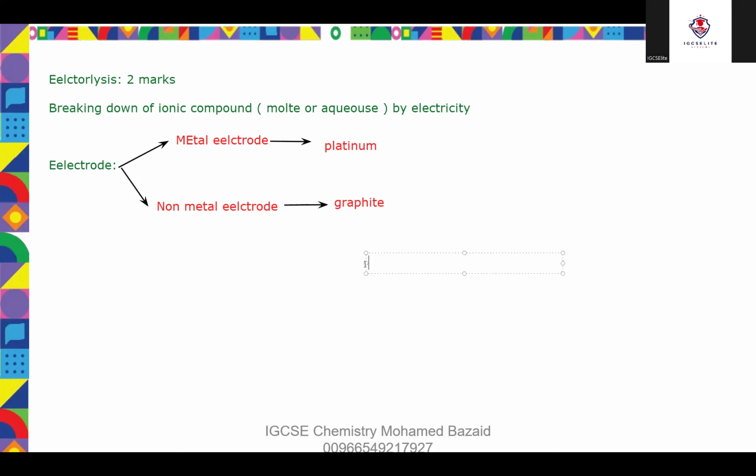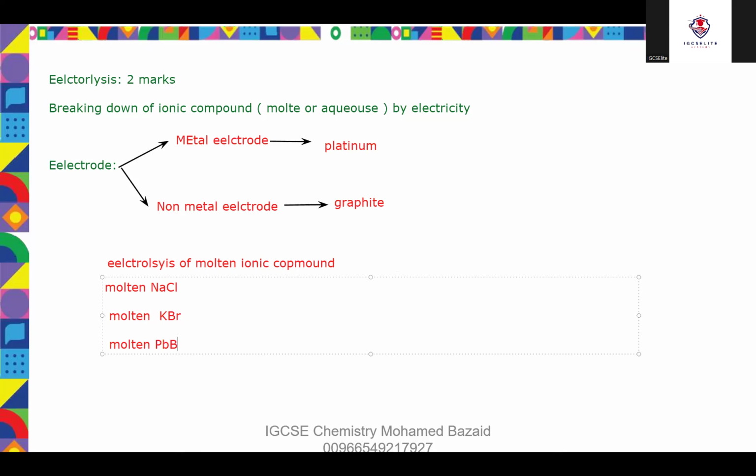After that, we talked about electrolysis of molten ionic compound. Molten means you will heat the ionic compound until it is liquid, without water. We talked about molten NaCl. After that, I gave you an example about molten KBr. And finally, we watched together molten lead bromide.